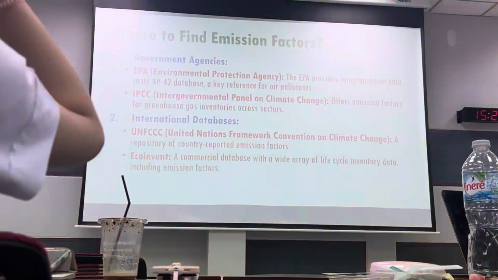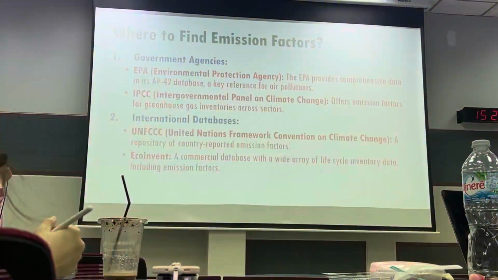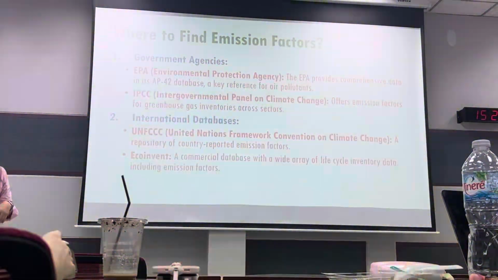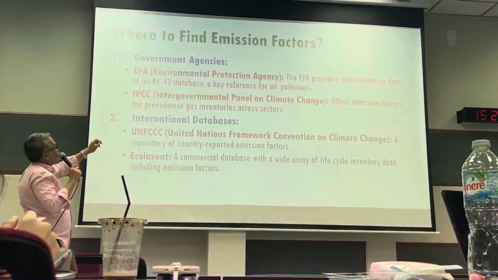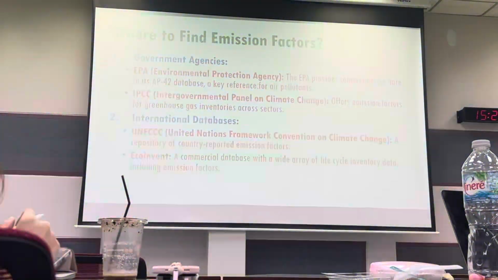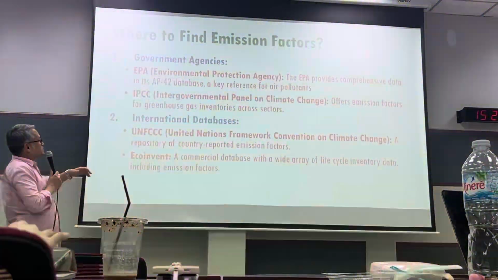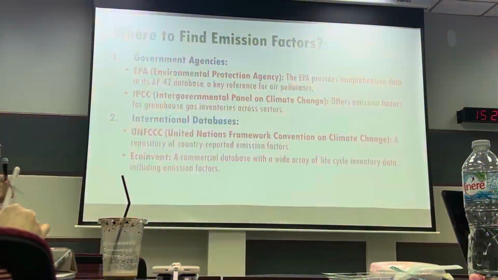Where to find the emission factors, right? EPA is the Environmental Protection Agency in the USA, have the AP42 database, okay? It's almost linked to the air pollution, okay? And the largest one that a lot of people use is IPCC, Intergovernmental Panel on Climate Change, okay? So there are a lot of emission factors across different sectors, right? For international database, there's the one from United Nations Framework Convention on Climate Change, and EcoInvent.